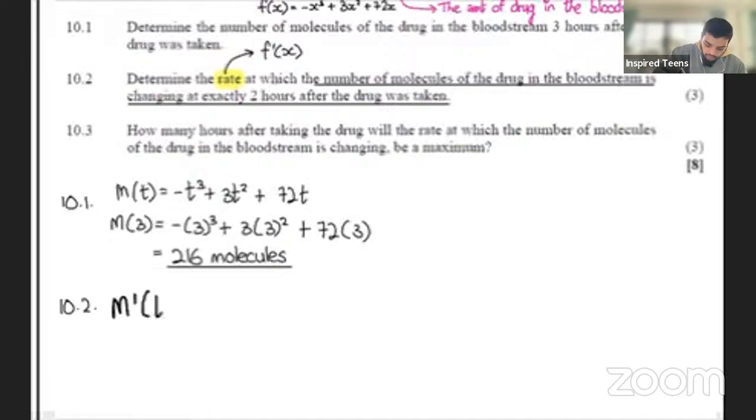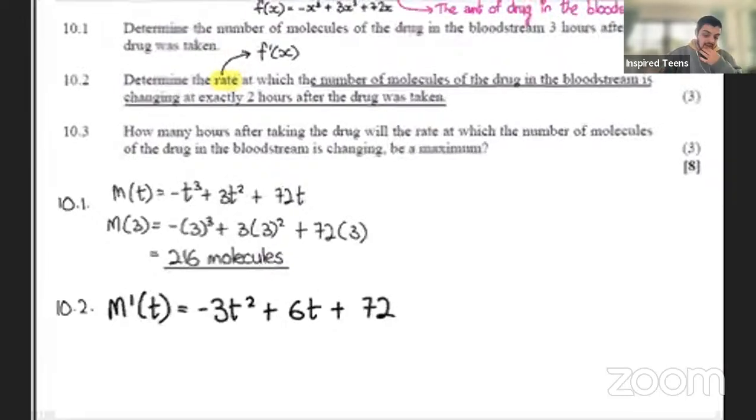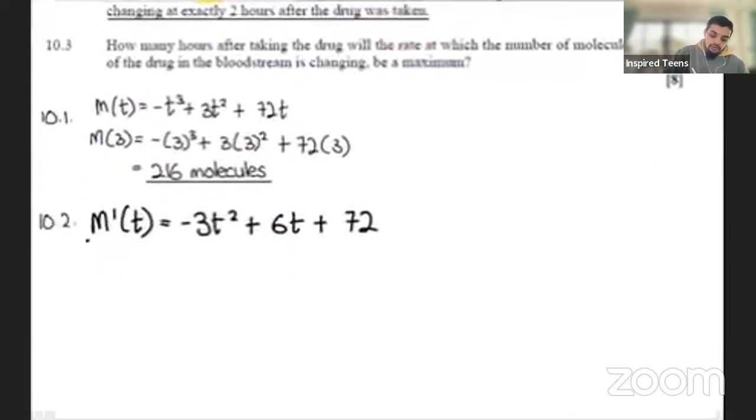The derived equation is, thank you for letting me know, by the way, negative 3t squared plus 6t plus 72. I hope that's better. That's the derived equation. Now, why did we derive it once more? Because we want to get the rate. They asked us to calculate the rate at which the number of molecules in the bloodstream is changing exactly 2 hours after the drug was taken. So this formula gives us the rate.